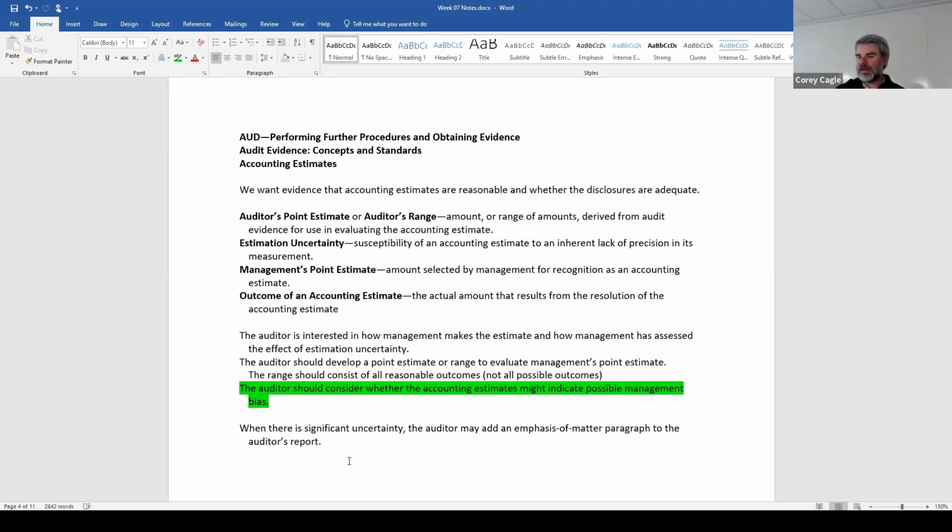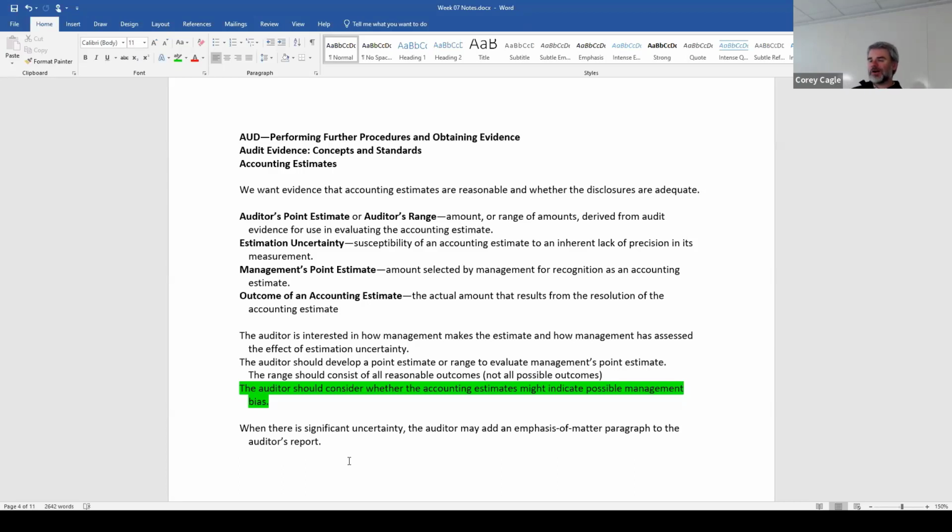And then the last thing they define is the outcome of the accounting estimate, and that's the actual amount that results once it's resolved, because like we just said, what was an estimate really? It's some approximation of something that we'll eventually know, right? We just don't know it yet, but we will.